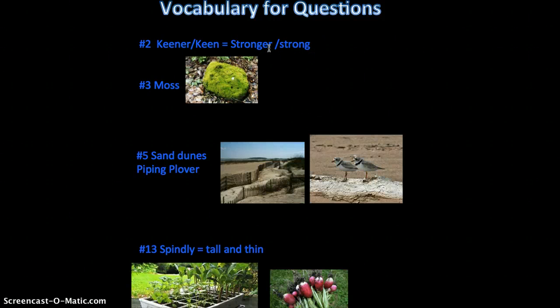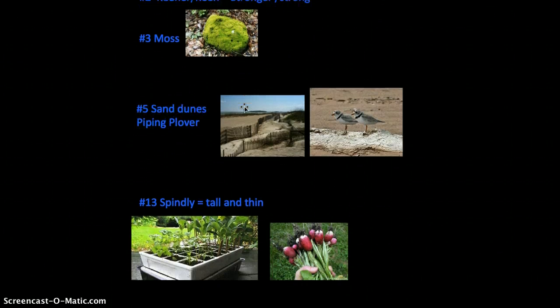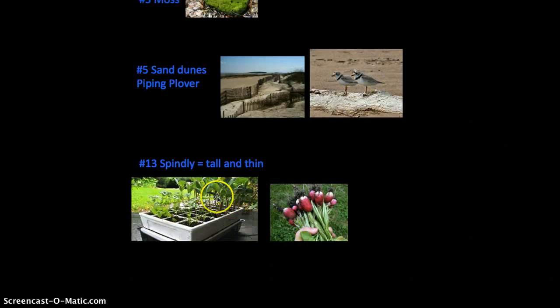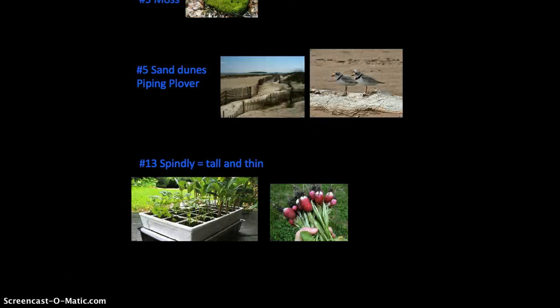So the vocabulary I gave you before you started was keen or keener, strong or stronger sense in our case when we were talking. Moss, a type of plant, likes moisture. We talked about sand dunes, which are hills of sand, and piping plover. And spindly meant tall and thin, and we can see that radish stems can be spindly and radishes grow below ground.